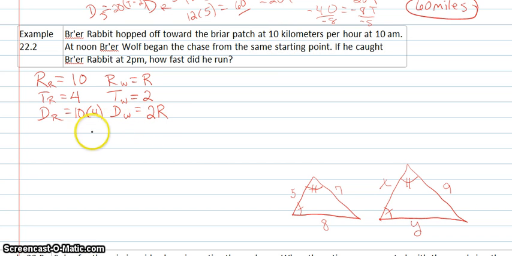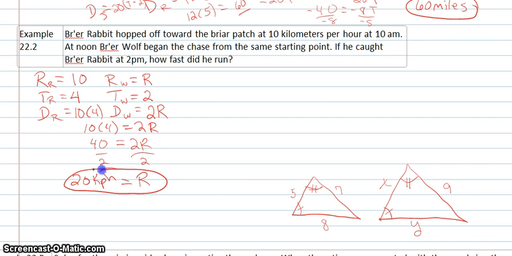And these distances are the same, because it says the wolf began the chase from the same starting point. So I'm going to set these equal to each other to solve for the rate of the wolf. So 10 times 4 equals 2 times R, and I'll multiply the 10 times the 4, 40 equals 2R, and divide both sides by 2. So my rate is 20, and this was in kilometers per hour. And that is what our problem was looking for, because it says how fast did he run.